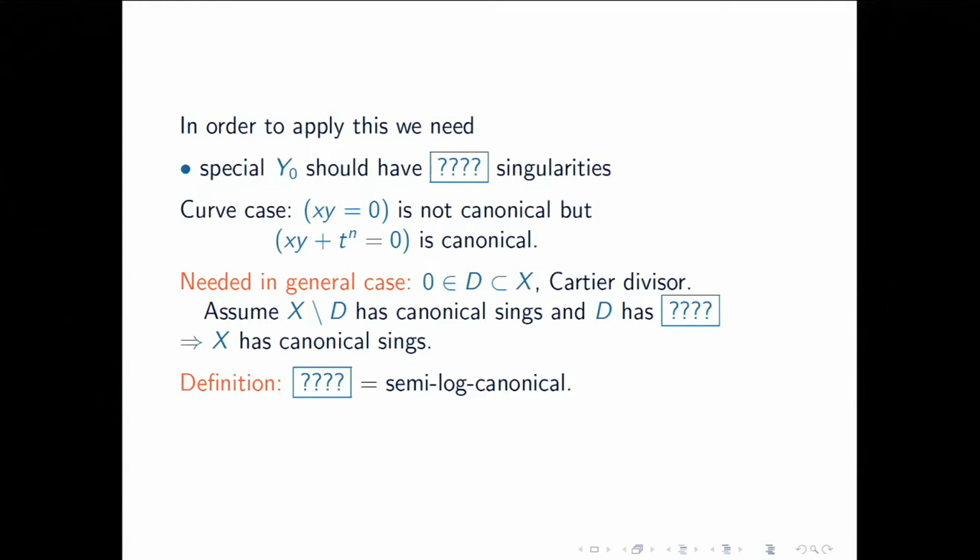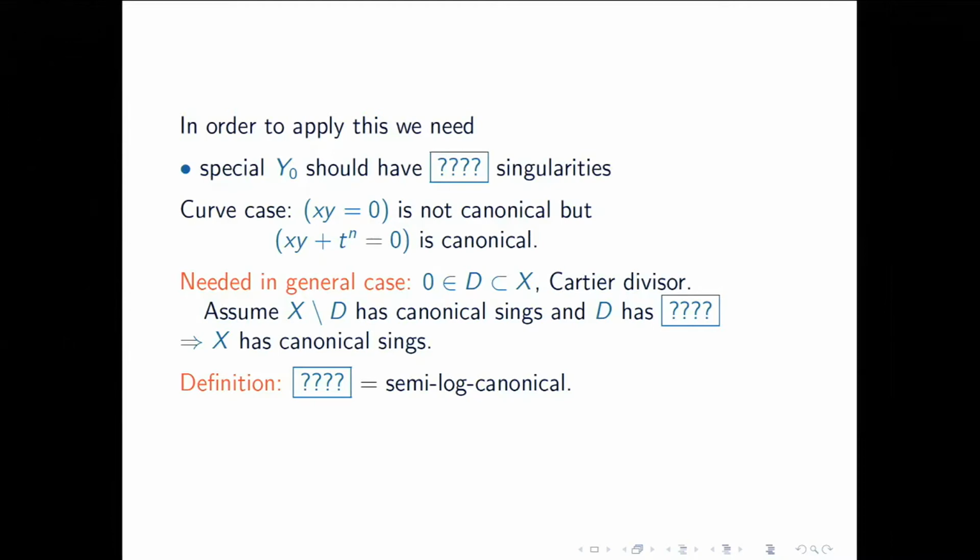Now, nodes have exactly this property. The node is xy equals 0. That's not canonical. But if you deform the node, and this represents all the deformations of the node, that is, all the smoothings of the node, then these are always canonical. So nodes have this magic property that they are not canonical, but if you deform them in any way, then you do get a canonical total space. And you can actually check that this in fact characterizes nodes.